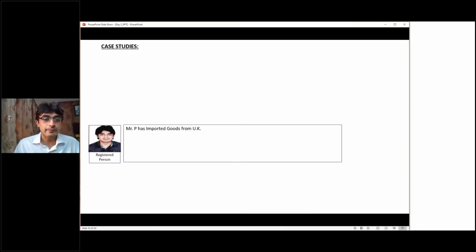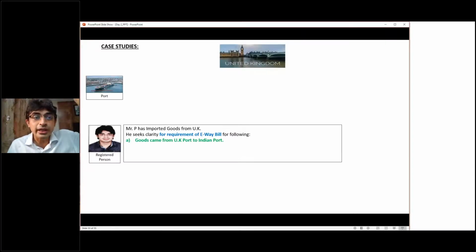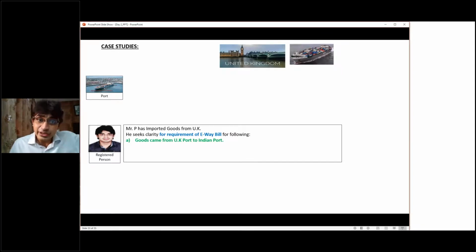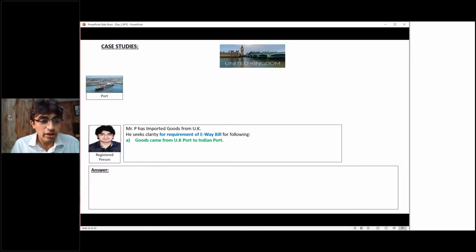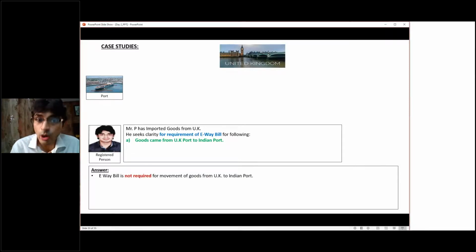Suppose I am a registered person. I am importing goods from the UK. Please understand, this is very important from the exam point of view. I am seeking clarity for the e-way bill. First, my goods are coming from the UK to the India port. That UK person delivered the goods at the India port. Will that UK person log in and prepare an e-way bill? The answer is: e-way bill is not required.